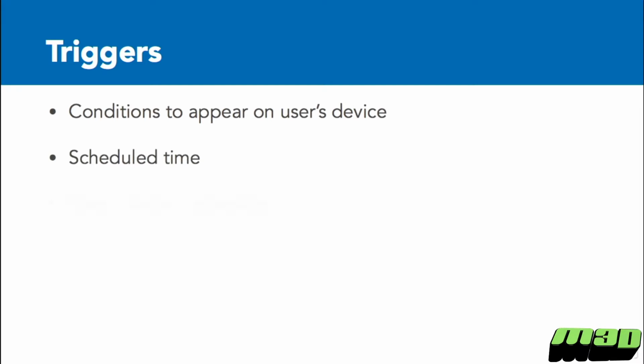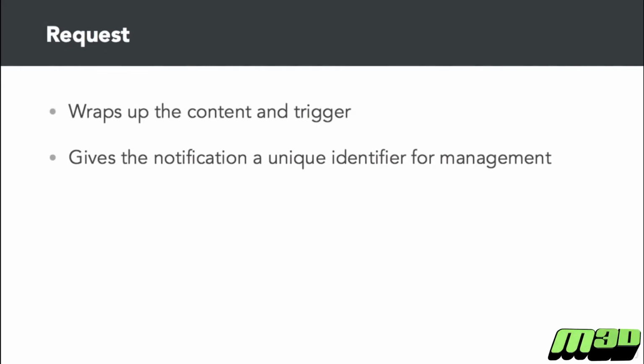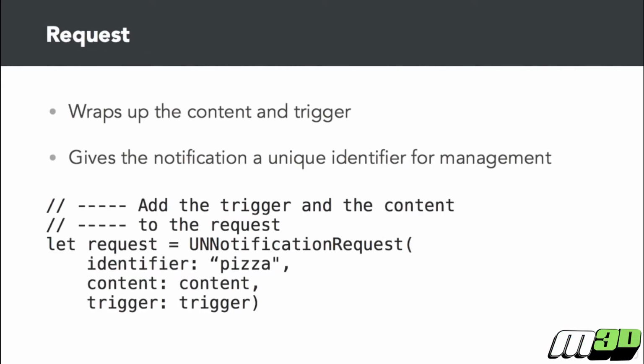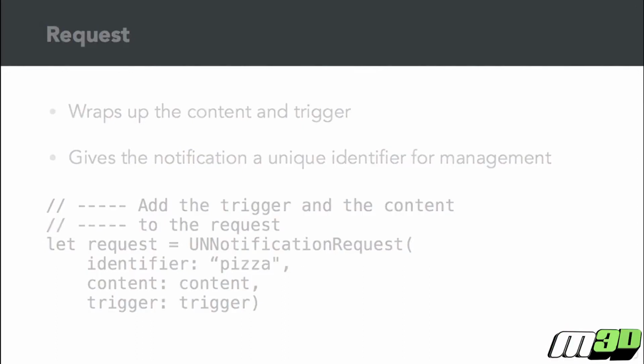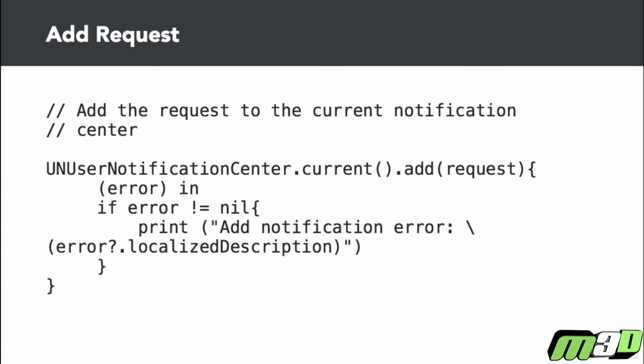A request takes the content and trigger, wrapping it up with a unique identifier. To launch a request, you add it to the current User Notification Center. When the trigger's condition occurs, the Notification Center delivers the notification to the device. It takes the category from the content and displays a series of action buttons in the notification.